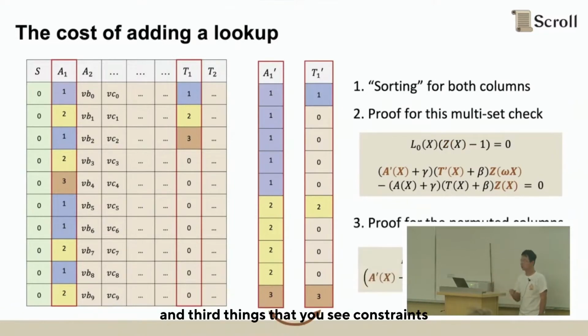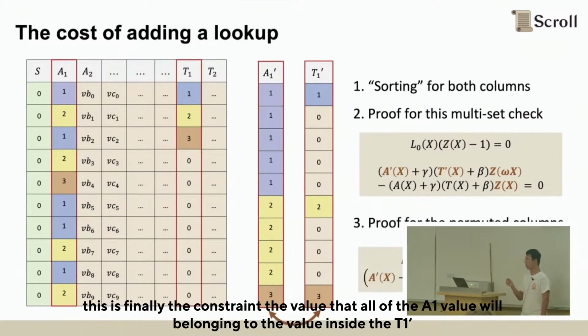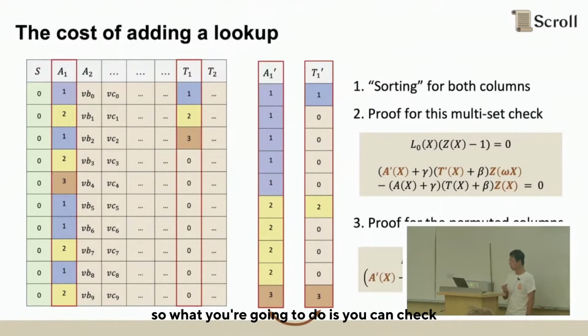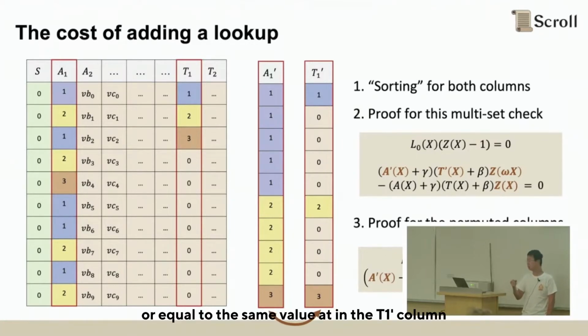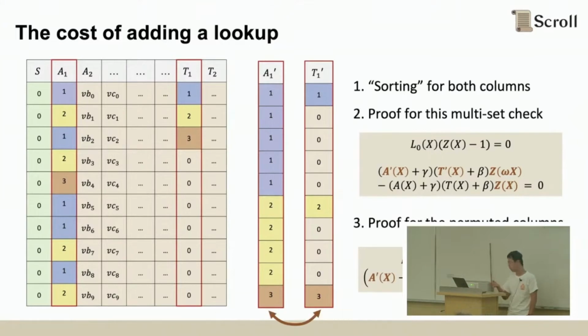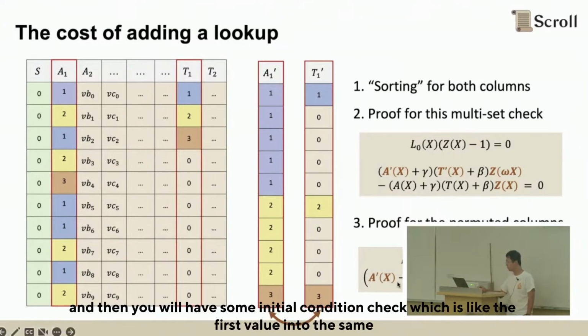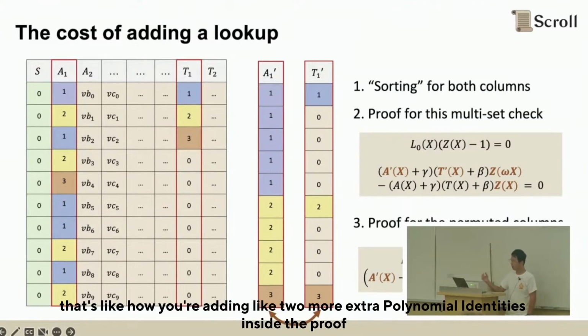The third thing is a constraint to finally ensure that all of the A1 values belong to the values inside T1 prime. You check that every value inside A1 is either equal to the previous row value, or equal to the same value in the T1 prime column. Then you have an initial condition check, which is that the first values need to be the same. That's how you add 2 more extra polynomial identities inside the proof.